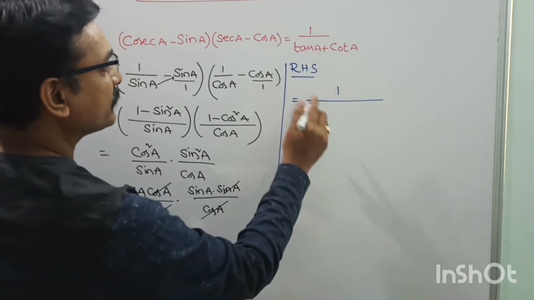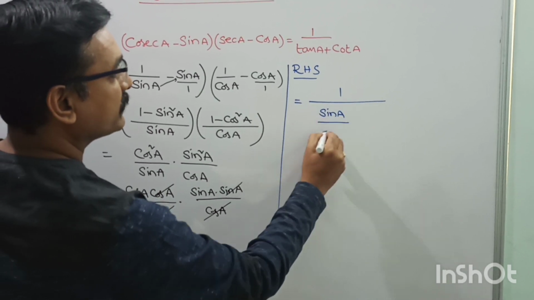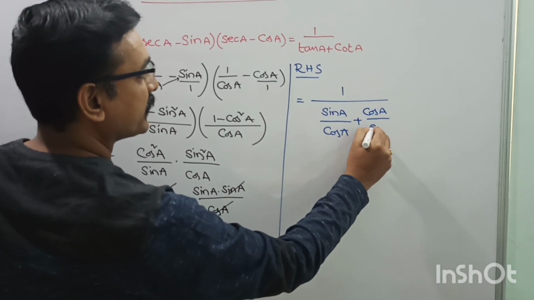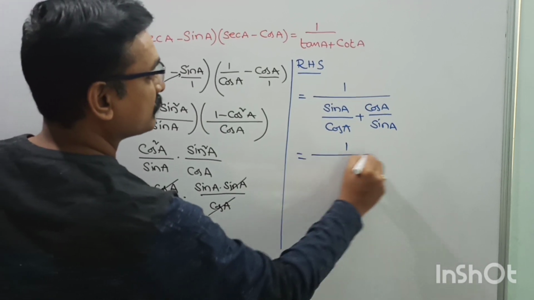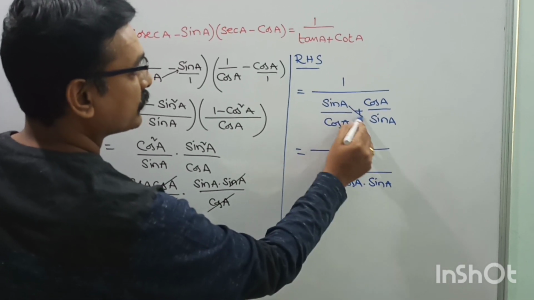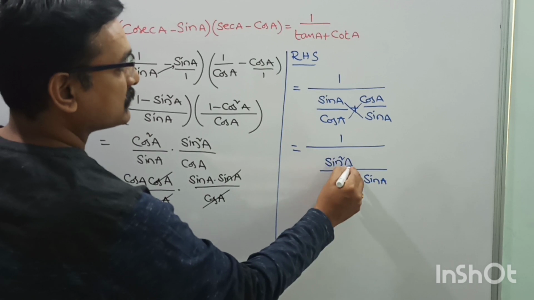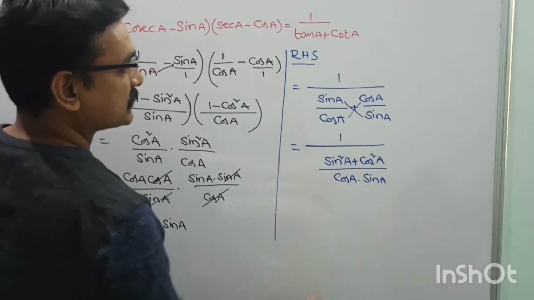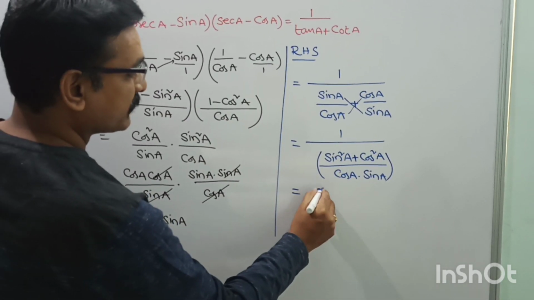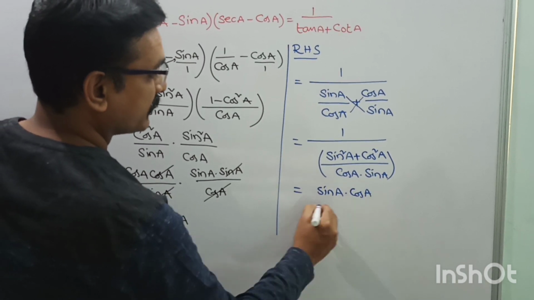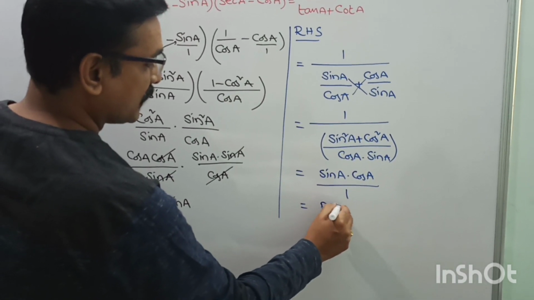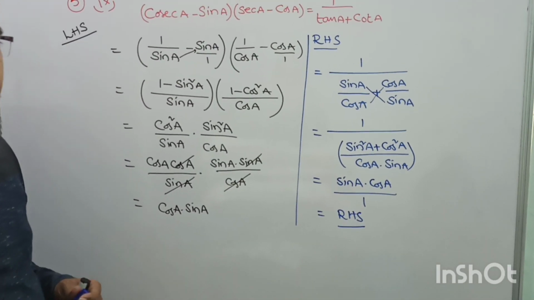Next continue here, RHS, you take the RHS part. 1 by, instead of tan, write here sin A/cos A plus cot A, replace with cos A/sin A. That equals 1 by, LCM is cos A into sin A, and do the cross multiplication: sin²A plus cos²A. Now the denominator is in the form of a fraction, so the reciprocal of the fraction we can write here: sin A into cos A by sin²A plus cos²A, whose value is 1. So that equals RHS. So LHS equals RHS.